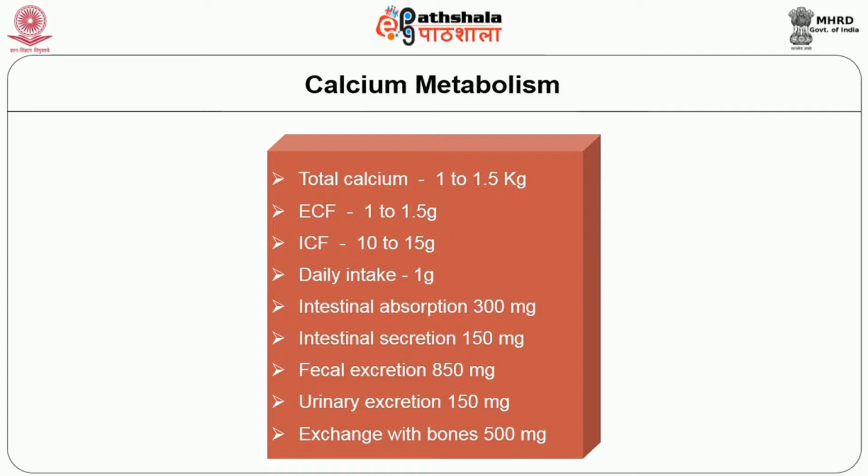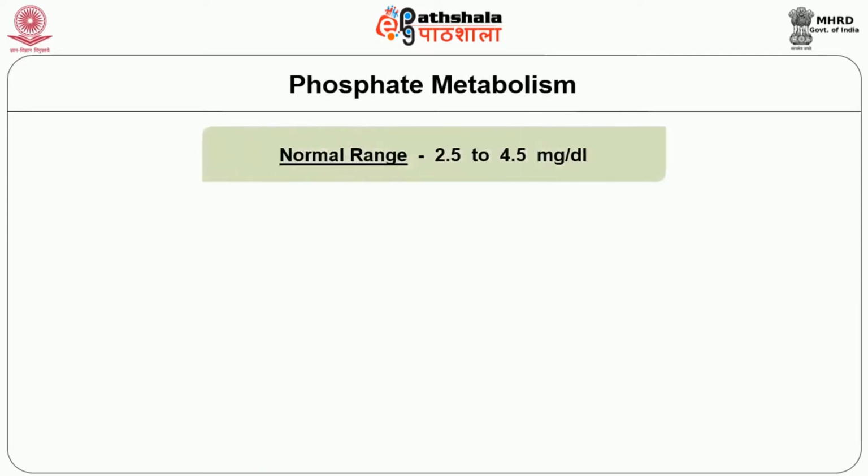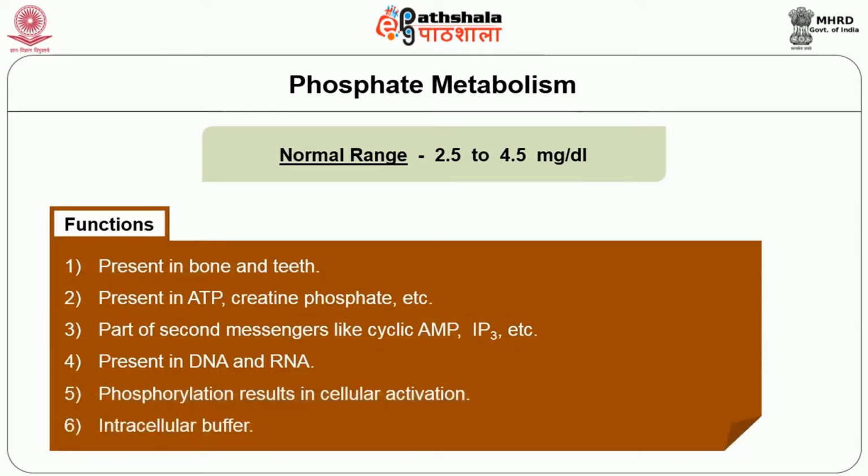500 milligrams of calcium from the plasma is continuously exchanged with the bones. Regarding the phosphate metabolism, the normal plasma concentration of phosphates is 2.5 to 4.5 milligrams per dl, and to emphasize the importance of phosphates, it is present in the bone and teeth.